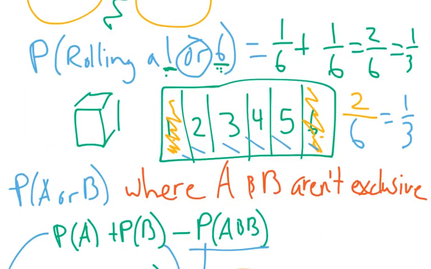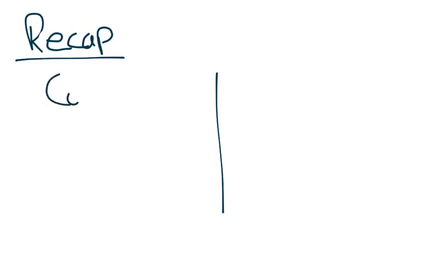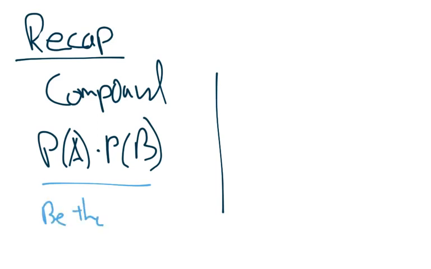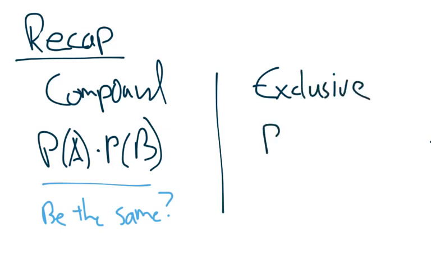All right, so just to recap everything, a couple of big ideas. That's a horrible recap. Let's try that again. We have 2 sort of tactics. We have compound, which is the probability of A times the probability of B. They may or may not be the same, and it depends if it's independent or dependent. If we're talking about exclusive, we're looking at the probability of A plus the probability of B. And sometimes we might have to subtract the probability of A and B if they do overlap.